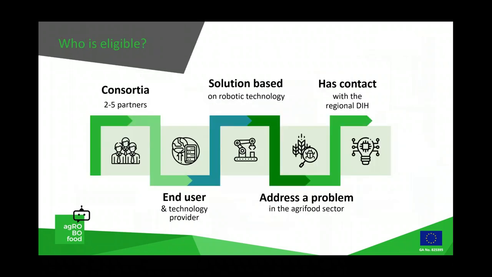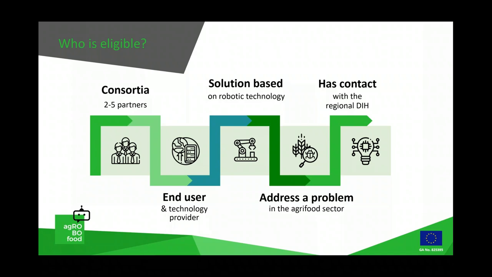Who is eligible? So who are we looking for? As I said earlier, it's 2 to 5 partners. The consortium needs to have one end user and one technology provider at least. What this means is that depending on the role the different SMEs will take in the proposal and later on in the implementation of the project, at least one needs to be the one designing and developing the robotic technology, and the other one needs to be the one who will be actually using and showing how this technology is being used. You can, of course, have several of these roles and have a different combination.